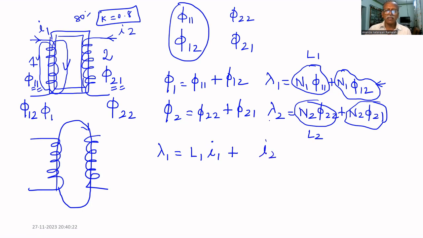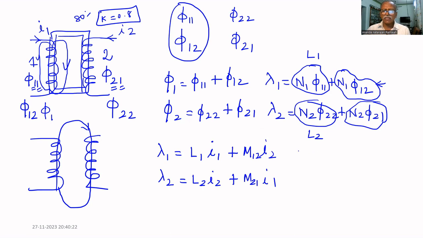Another inductive effect because of flux linked with the first coil, that's why this can be called M12. Similarly, the flux linked with the second coil is L2 I2 plus M21 I1.